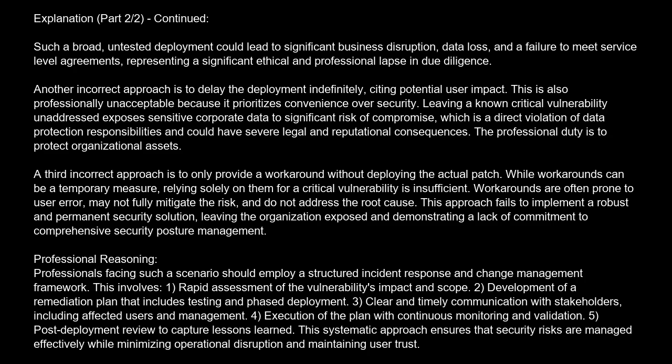Professional reasoning. Professionals facing such a scenario should employ a structured incident response and change management framework. This involves: 1. Rapid assessment of the vulnerability impact and scope. 2. Development of a remediation plan that includes testing and phased deployment. 3. Clear and timely communication with stakeholders, including affected users and management. 4. Execution of the plan with continuous monitoring and validation. 5. Post-deployment review to capture lessons learned. This systematic approach ensures that security risks are managed effectively, while minimizing operational disruption and maintaining user trust.